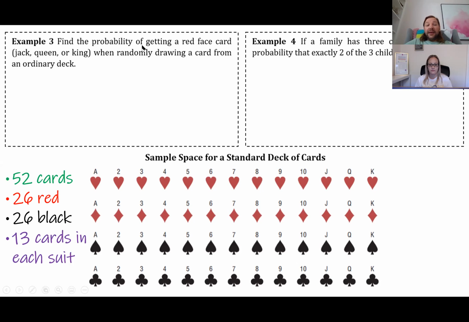But it says find the probability of getting a red face card. So here we're assuming red face cards are the jacks, the queens, or the kings when randomly drawing from a card of an ordinary deck.